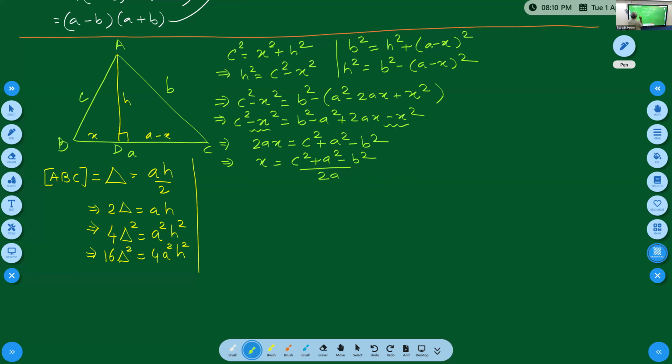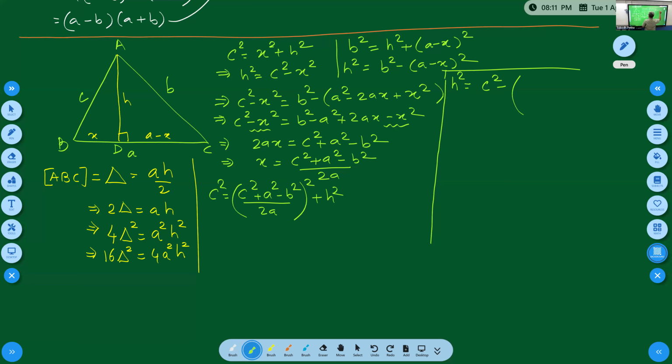Therefore, we say c square is equal to c square plus a square minus b square upon 2a, bracket square, plus h square. Therefore, h square is equal to c square minus c square plus a square minus b square, a whole bracket.